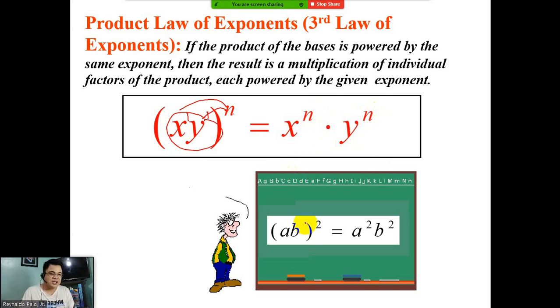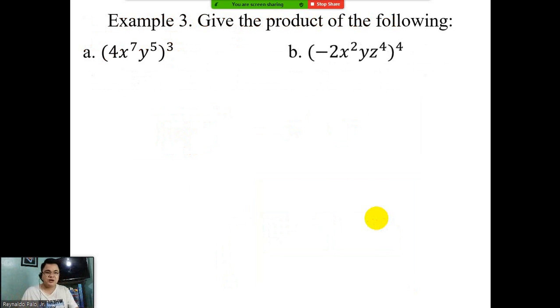Example, if we have ab squared, so as you can see, if you cannot see any exponent, it means that there's an exponent of 1. So the answer here is distribute 2, you will be getting a squared b squared. Okay, that is product law. There is a product inside the grouping symbol, and all you need to do is to multiply the exponent outside the grouping symbol to the exponents inside the grouping symbol for you to be able to simplify it. So that is product law of exponents.